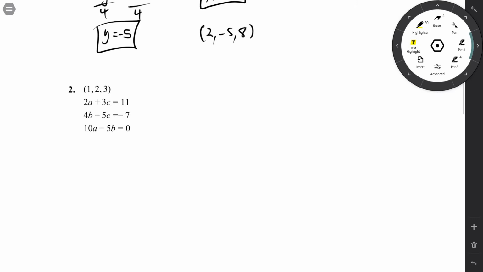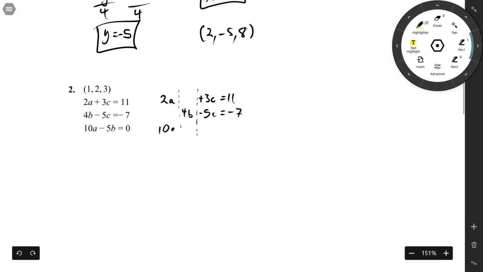Let's see. I'm going to rewrite these spaced out. Again, this is just trying to keep my work organized. So 2a plus 3c equals 11. I'm leaving a little space here for the b's. Let's see. We get 4b minus 5c equals negative 7. Then we get 10a minus 5b equals, let's bring that 0 over. There we go. All right.